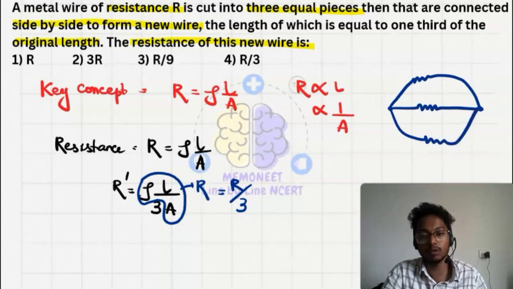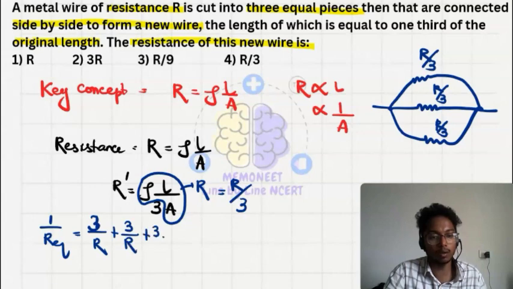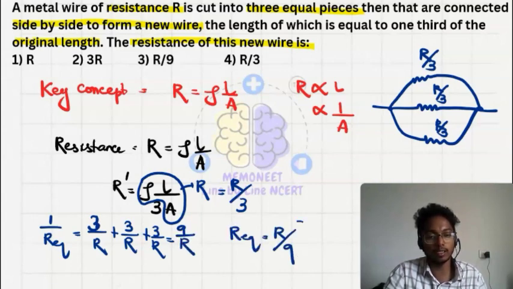Okay, so if I join them in parallel here, each having the resistance R upon 3, so 1 upon R equivalent will be 1 upon R by 3. It means 3 upon R plus 3 upon R plus 3 upon R, which equals 9 upon R. So R equivalent is equal to R upon 9, which is our answer.